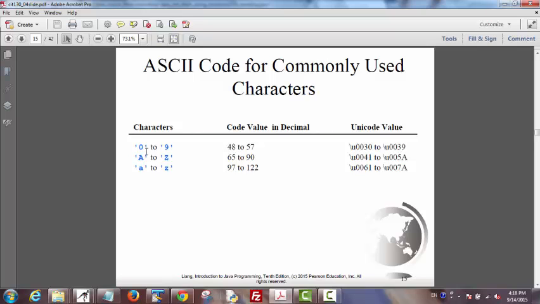But it doesn't hurt to know the major ones. Digits 0 to 9 correspond to decimal 48 to 57, or Unicode 30 to 39, and so on. The only thing you can see from here is that the capital letters have a smaller value than lowercase letters. That comes in handy when you start sorting data. So let's say you had a whole bunch of names that you wanted to order, then the case of those strings matters.